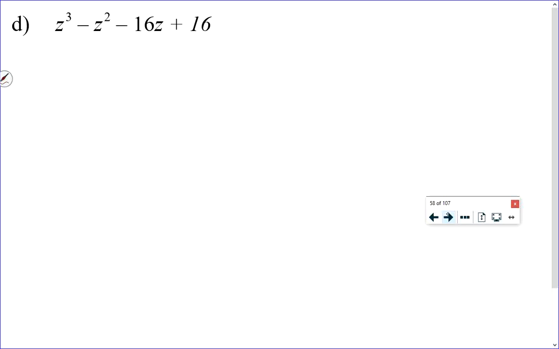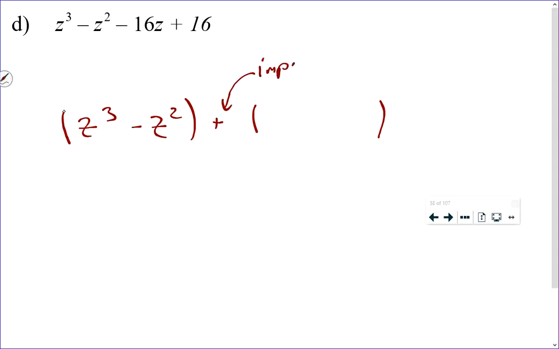Not all of them are, but sometimes they are. And what you do is you group the 4 terms into 2 pairs of 2 terms. And it's important that you're adding the 2 pairs. You don't want to do this. This would be an error. And I think you can see why it's an error, because that negative would have to be applied to everything inside, making the 16 negative, and it's not. It's positive. So we have to do this. We have to say plus negative 16z plus 16.